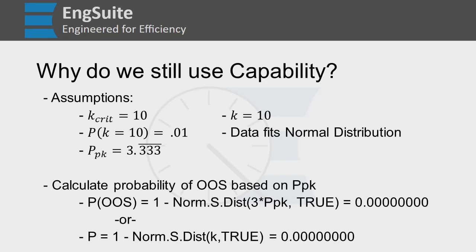Excel cannot hold on to a number that small. So what that means is that at a PPK of 3.333, you now have a statistical probability of an out of spec condition so low that the 16 digits that Excel carries can't even show you the probability of that happening. Whereas when you use Chebyshev's theorem, you get a maximum probability of 1%. So that would be why we use capability.